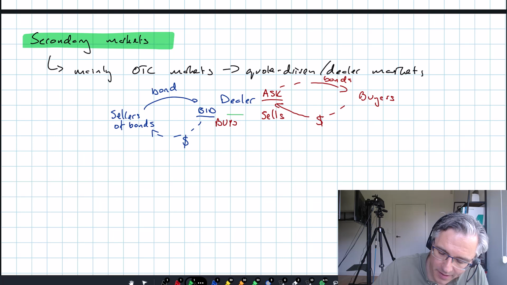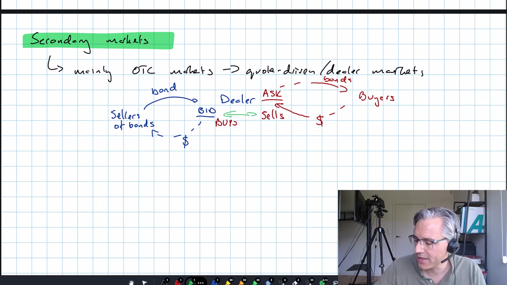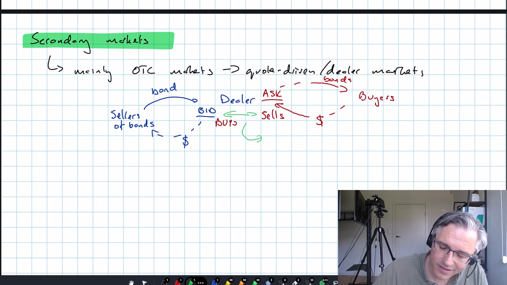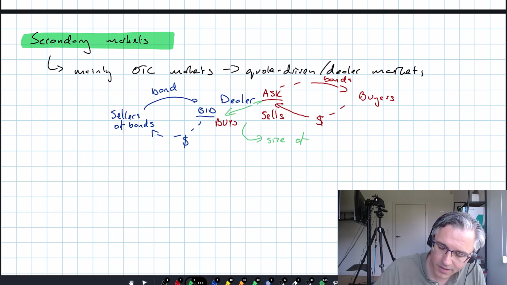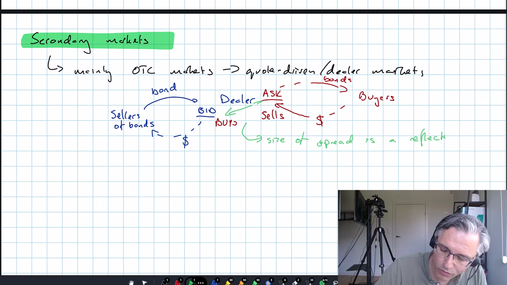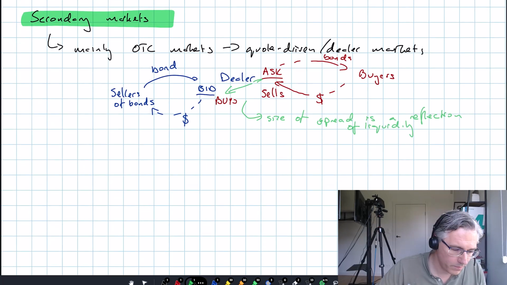Just a note that we'll also be exploring in different topics as well. The size of the spread, and the spread is actually the difference between the ask and the bid price. So let me draw that like this. Size of spread is a reflection of the liquidity. The more liquid a market is, the more there's happening in it, the lower typically that spread is going to be due to competitive forces.